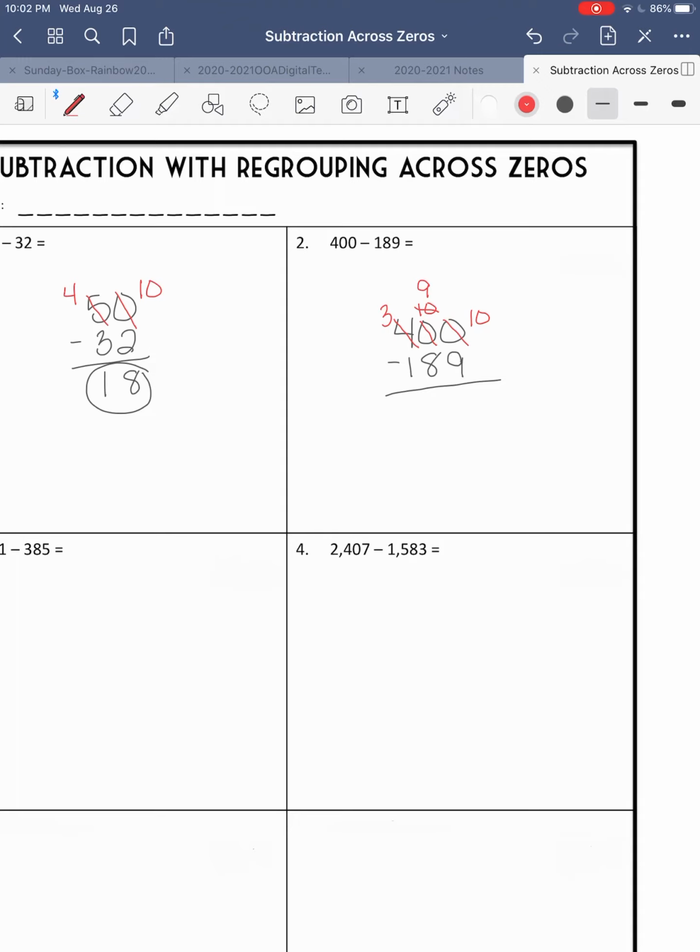I do 10 minus 9 is 1. 9 minus 8 is 1. And 3 minus 1 is going to give me 2. So my answer is 211.